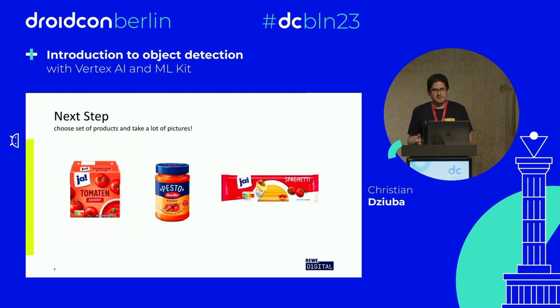And start slow, low barriers. We chose 3 different products: tomato sauce, pesto, and spaghetti. The first step was taking pictures, many, many pictures of each product. We started with 10 pictures for each product, but soon realized that's not enough, so we took about 100 pictures of each product to train our model.